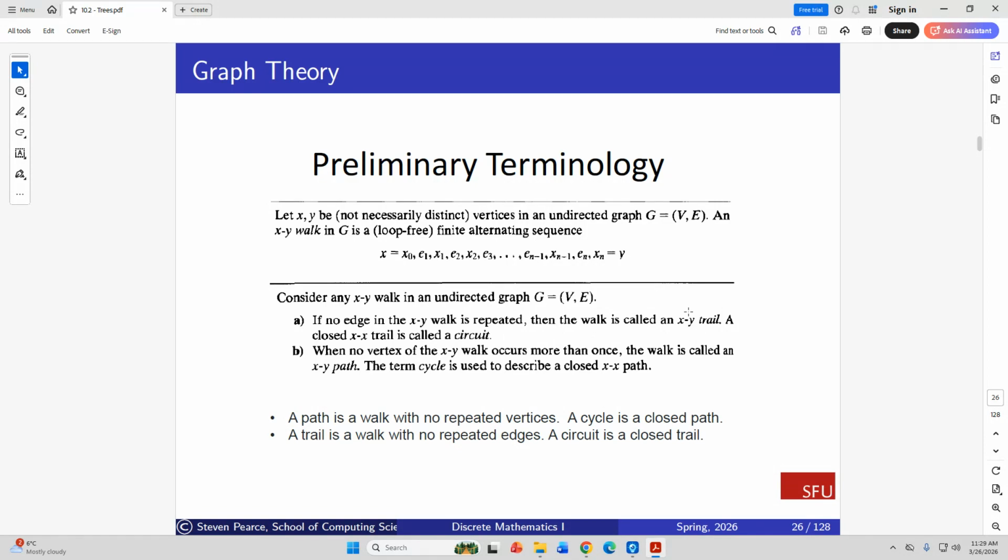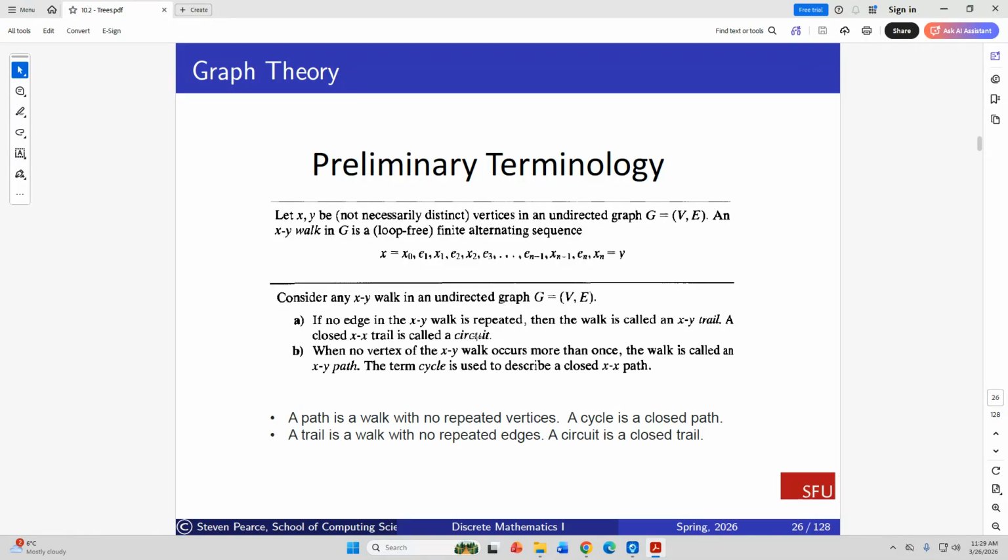What a bunch of stuff. You've got to just write it down and memorize it. You should all write it down on a piece of paper somewhere. And don't forget, sometimes there are inconsistencies. Some people mess up these terms, mix them up. A closed XY trail is called a circuit.